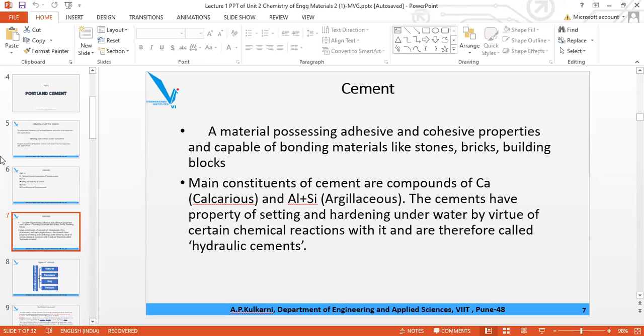Now, what are the two important constituents? One is calcareous. Remember, calcareous means calcium, and argillaceous means aluminum and silica. It has a main constituent. One is the calcareous material that is made up of the calcium component like CaO, and argillaceous material like Al2O3, SiO2, etc. So these are the main constituents.